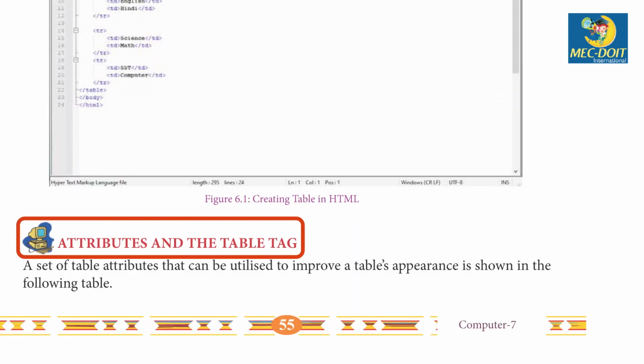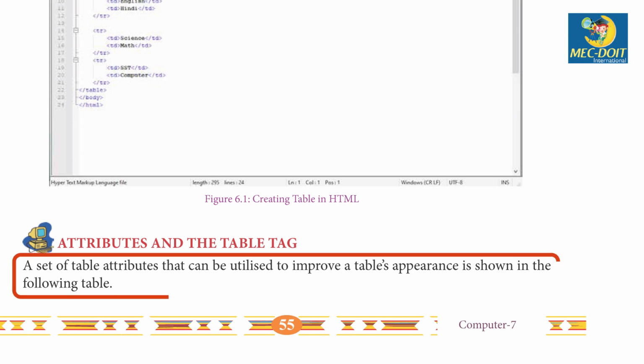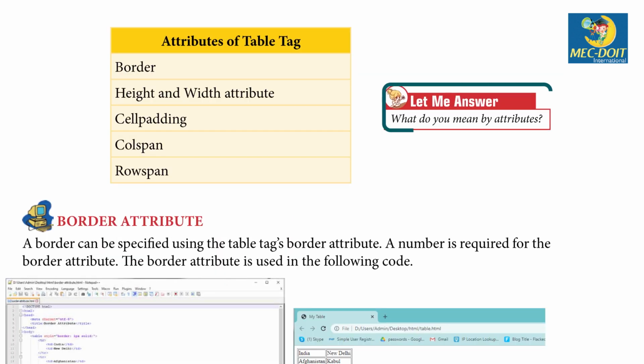Attributes of the table tag. A set of table attributes that can be utilized to improve a table's appearance is shown in the following table. Let me answer. What do you mean by attributes? Attributes of the table tag: border, height and width attribute, color, padding, colspan, rowspan.